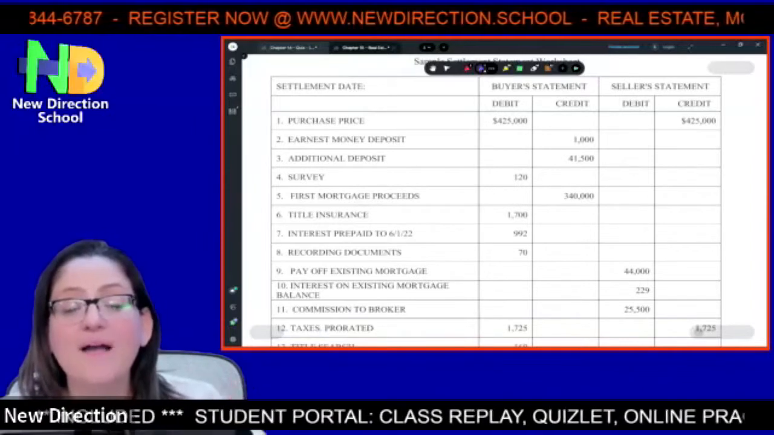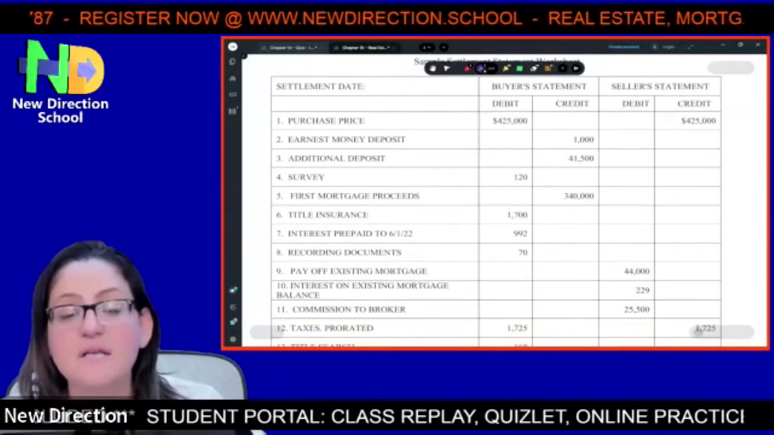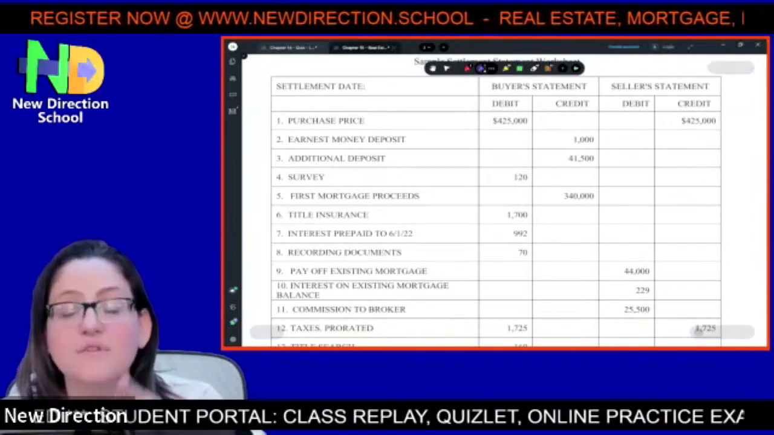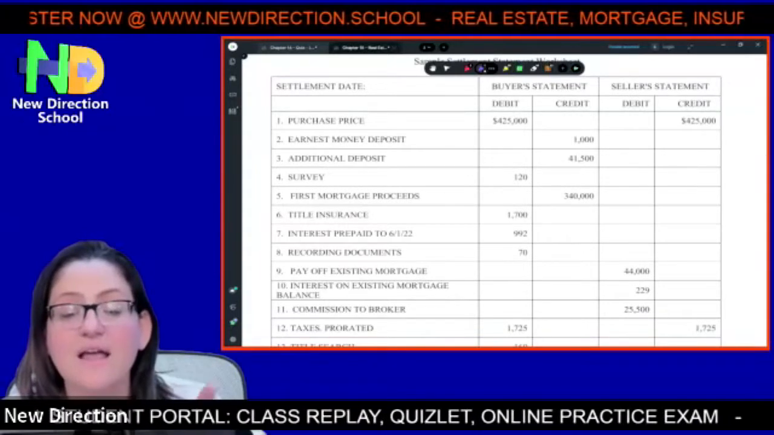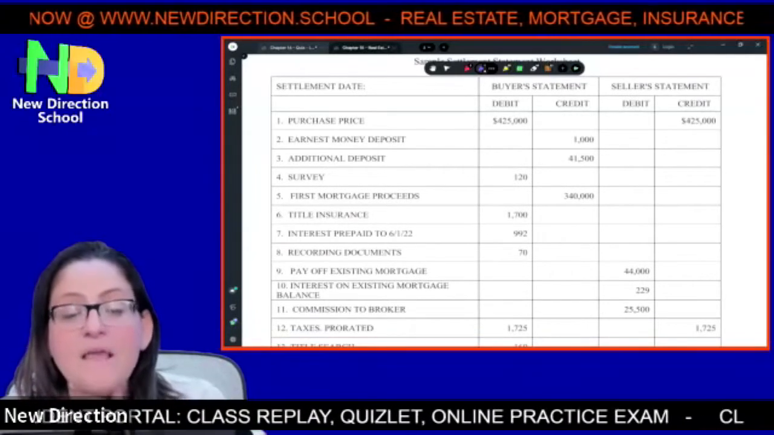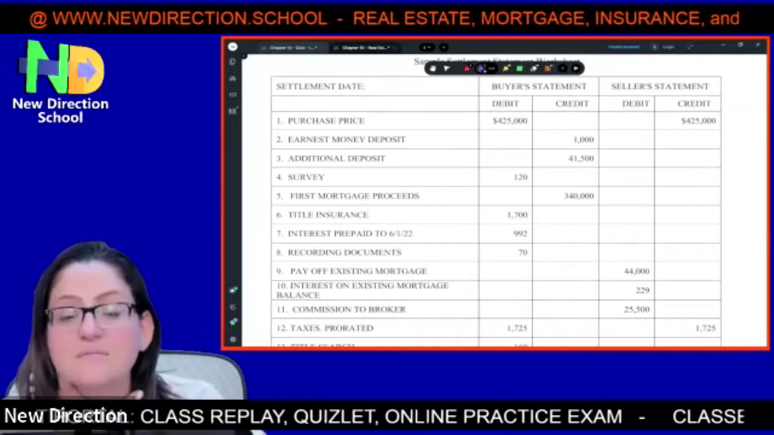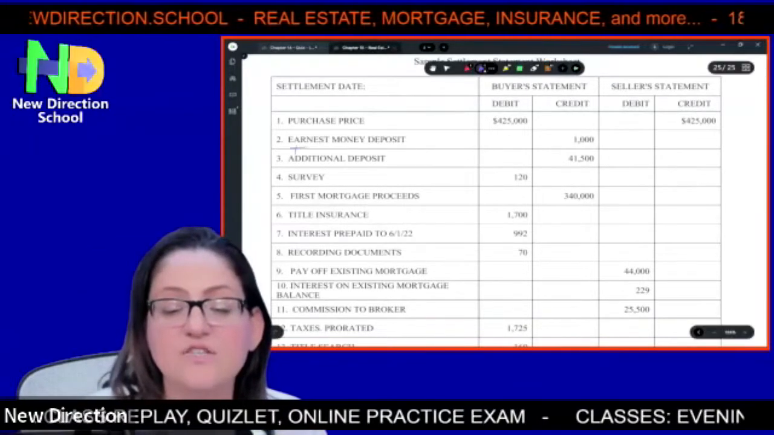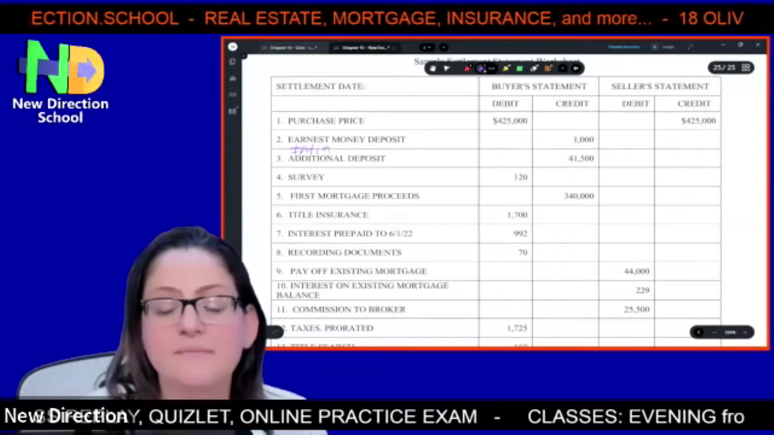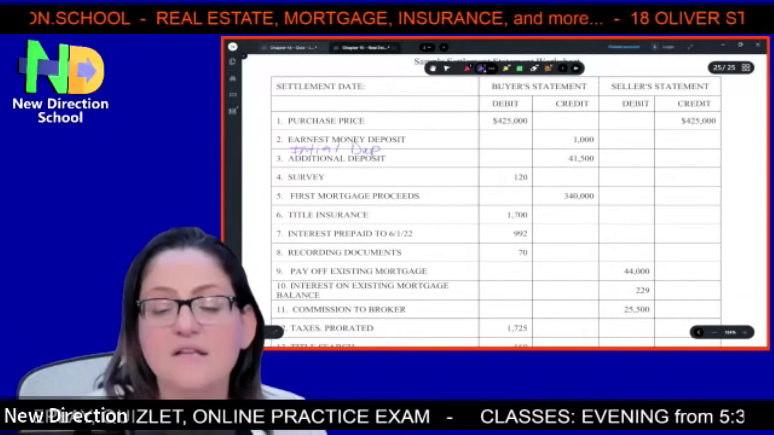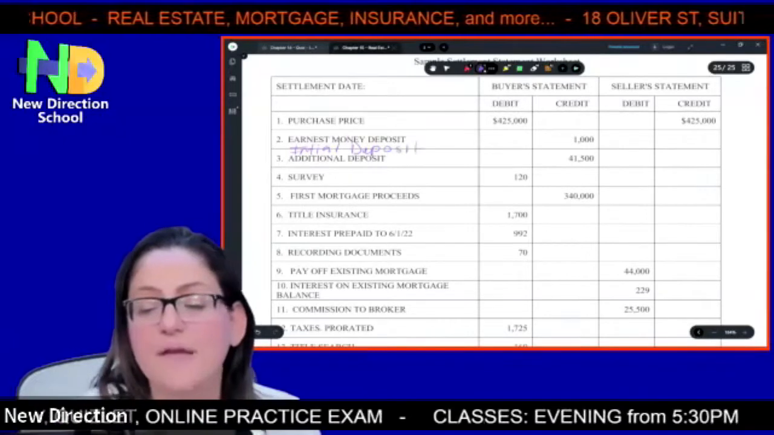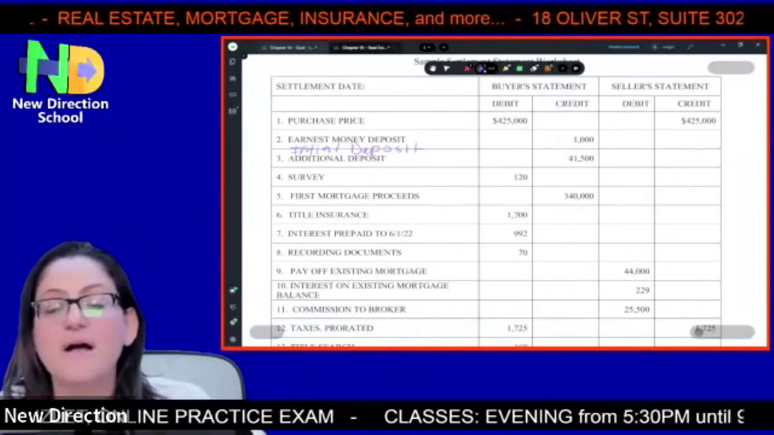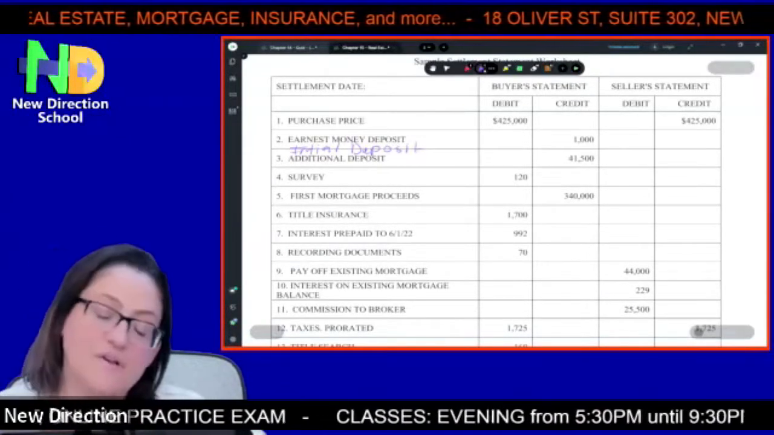Okay, the buyer can't also use their earnest money deposit as part of the loan, but they usually get it back at closing. Additional deposit. So that is an additional deposit. Usually in the sales contract, you see an initial deposit, and then you see an additional deposit. Okay, so this additional deposit is $41,500.